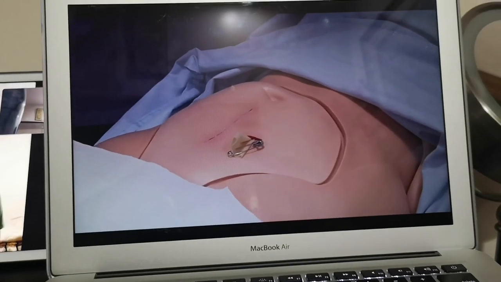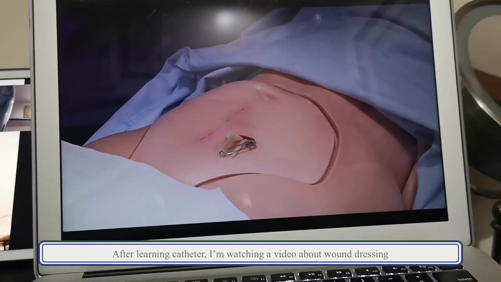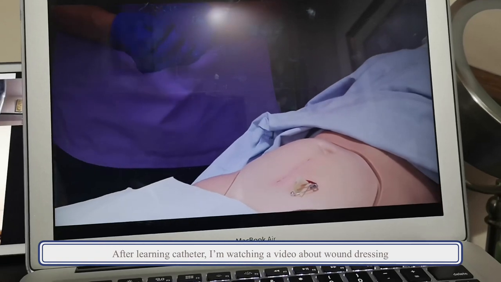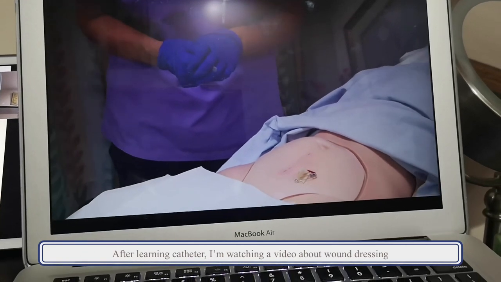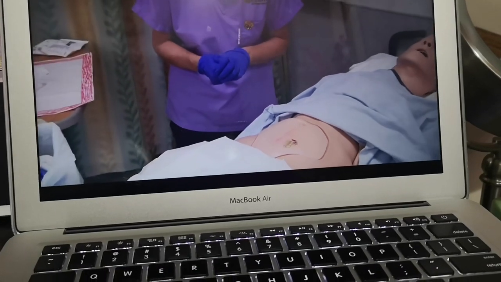Oh, okay. Stab wound with a Penrose drain pinned to the side. You want to observe the color, any drainage, the condition of the skin around the incision, and if there's any odor.